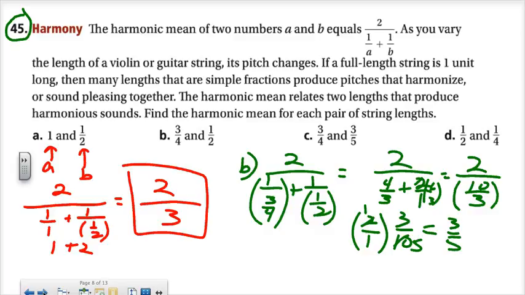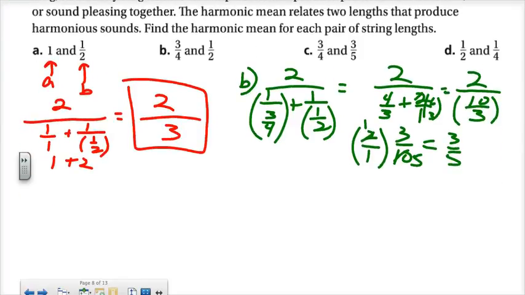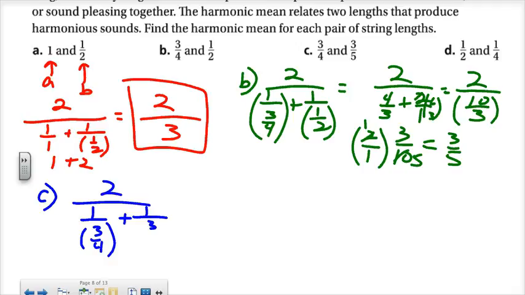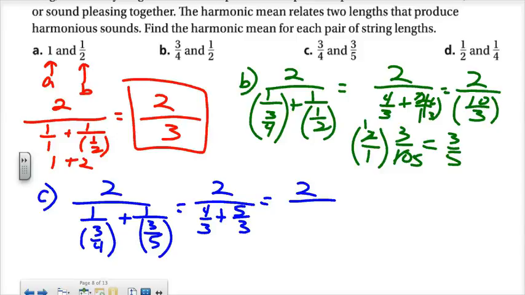And I might as well go ahead and do C and D while I'm here, I suppose. I was going to stop and just have you finish these up. But we have for C 2 over 1 over 3/4, which we already experienced, plus 1 over 3/5. So that will be 2 over the reciprocal of 3/4, which is 4/3, and the reciprocal of 3/5, which is 5/3. So now we can go ahead and add those two together. We'll have 2 over 9/3, which is just 3. And we get 2/3 again for C.